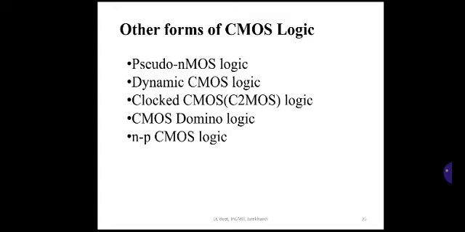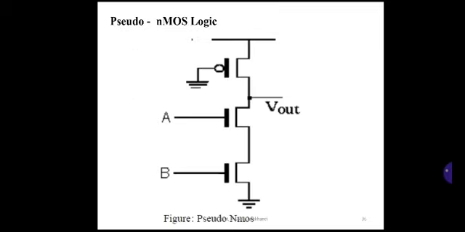They are pseudo NMOS logic, dynamic CMOS logic, clocked CMOS or C square MOS logic, then CMOS domino logic, and NP CMOS logic. The first one is pseudo NMOS logic. So the figure shows the example of the pseudo NMOS logic.